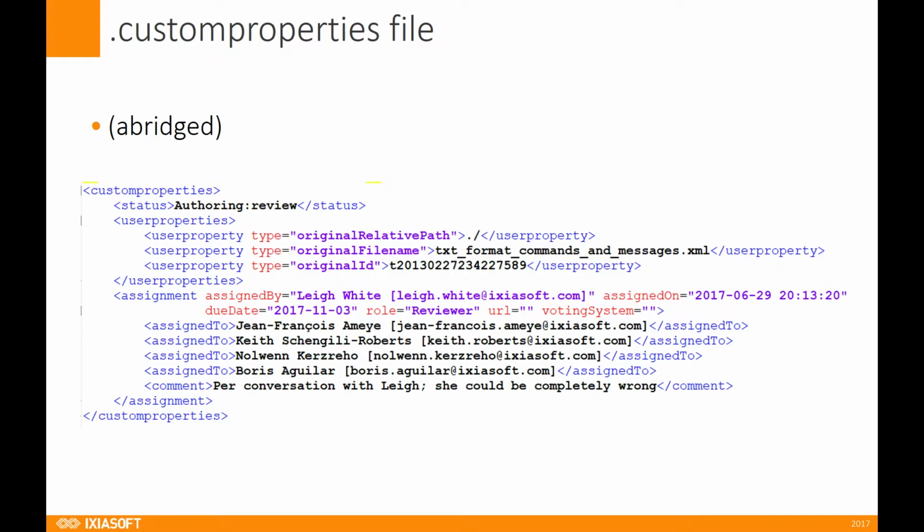And here is a snippet of that file, and what we are interested in here is the status, which in this case is authoring the review, and the assigned to. So those are the 4 assigned reviewers. And the due date, which is November 3rd, 2017. And the comment for conversation with Leigh, she could be completely wrong. I often am.